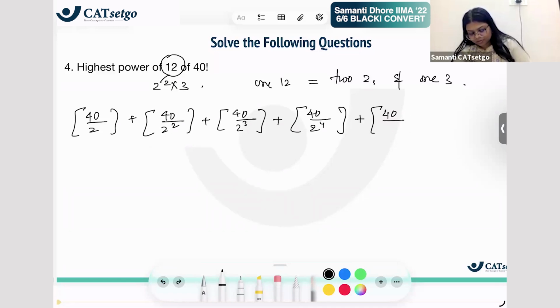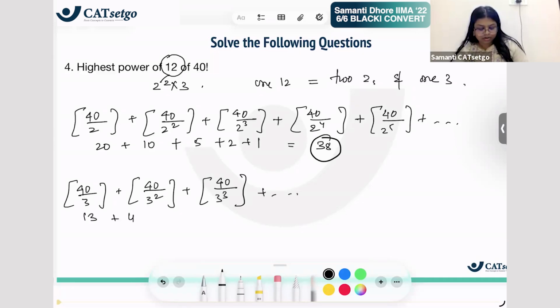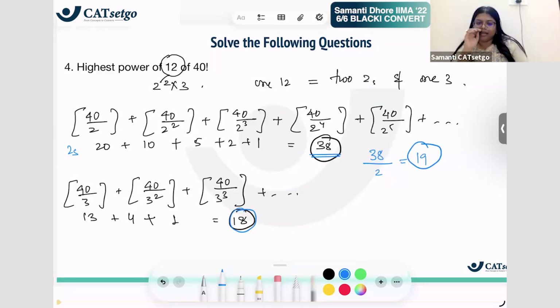इसके beyond 0 होगा, right? How much is this? 20 plus 10 plus 5 plus 2 plus 1, which is 38. And what is the power of 3? इसके beyond 0 होगा. So this is 13, 4, 1, 18, right? So now we know how many 2s are there, 38, but दो 2 combine होंगे, right? So we will have this as 19 and this as 18, right?